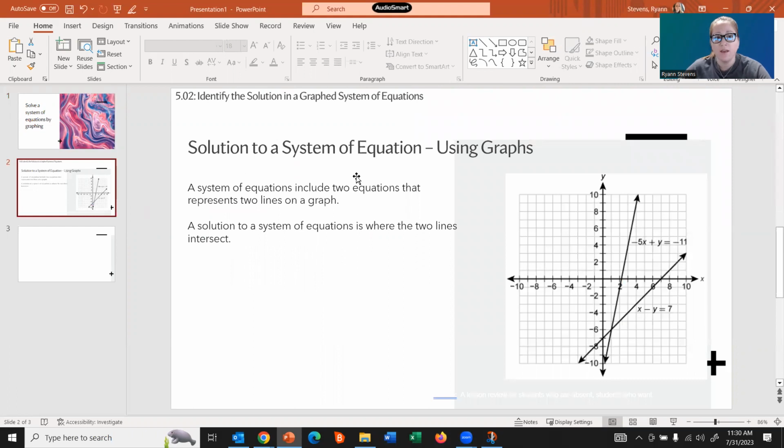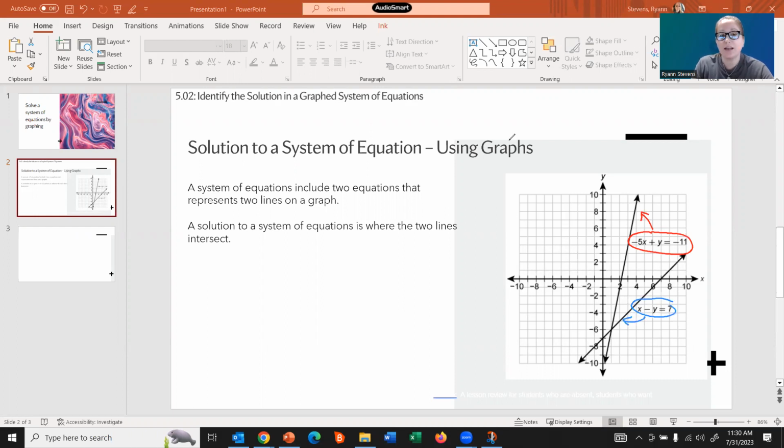So to begin with, we want to make sure that we remember that the solution to a system of equations is going to be that part where those two lines are going to intersect. So a system of equations is going to include two equations that represent two lines on the graph, and then the solution is going to be where they intersect. So if we look at this graph over here, we can see we have our two equations here. This one's going to represent this line, and then this equation is going to represent this line.